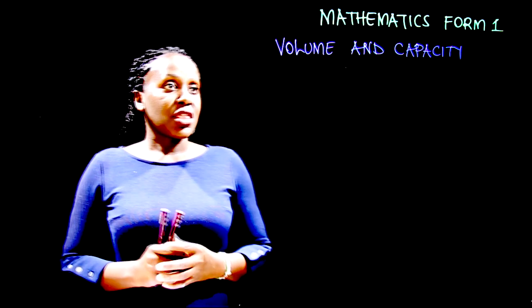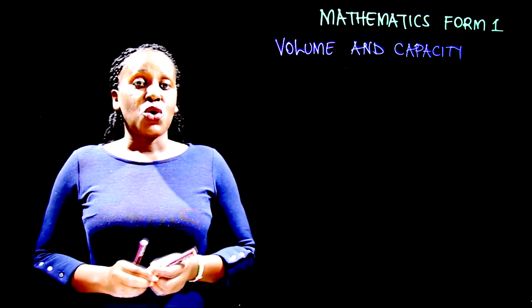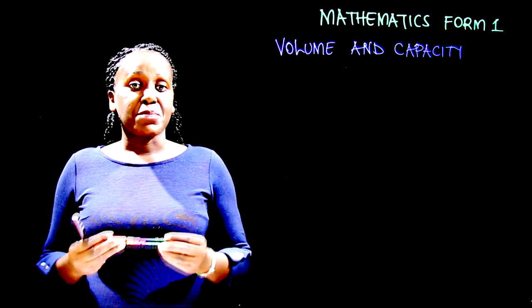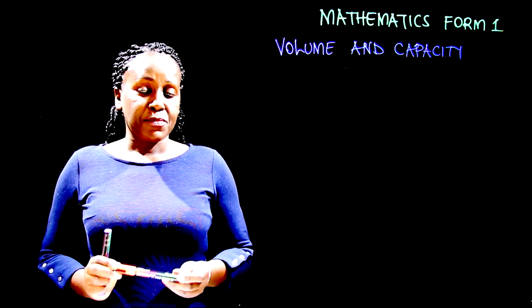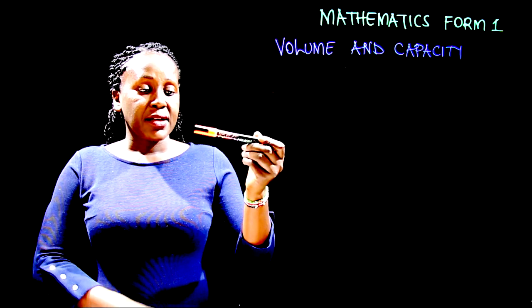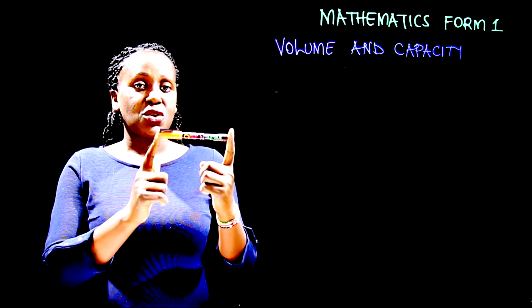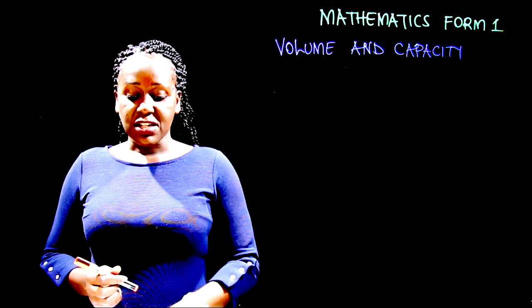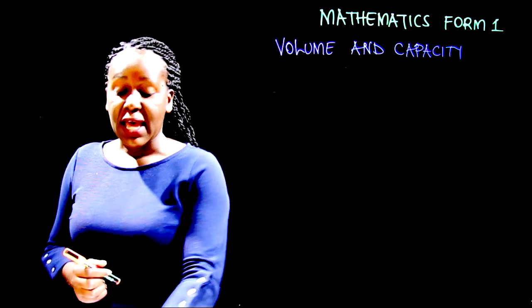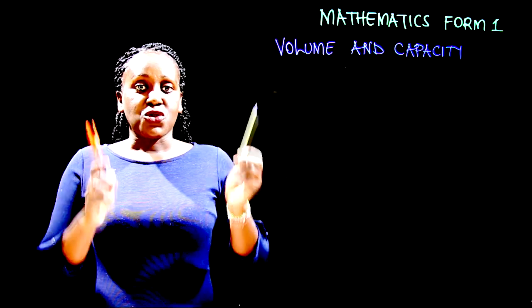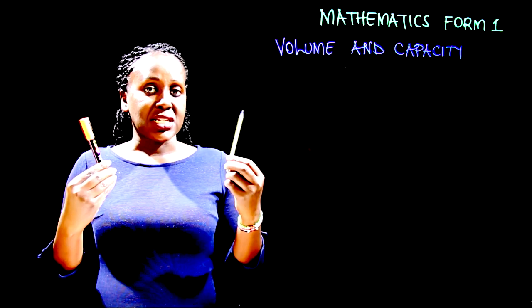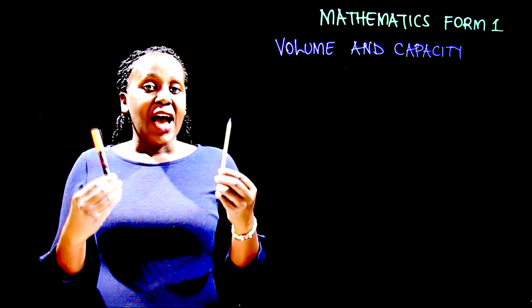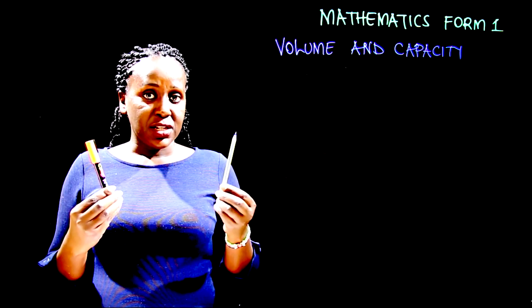To begin with, when we talk about volume, we refer to the amount of space occupied by matter or an object. If you look at this marker, it is occupying a particular space which is different from the space being occupied by this pen. So the two are occupying different amounts of space. That means that they have different volumes.